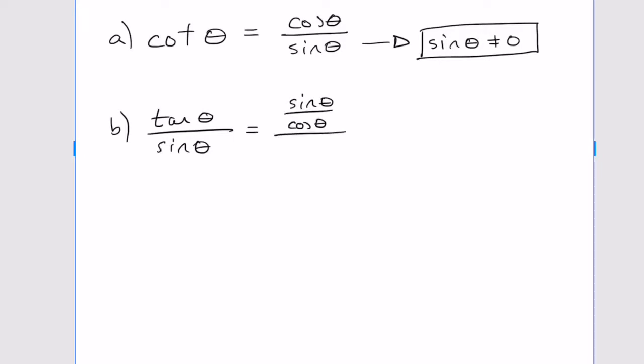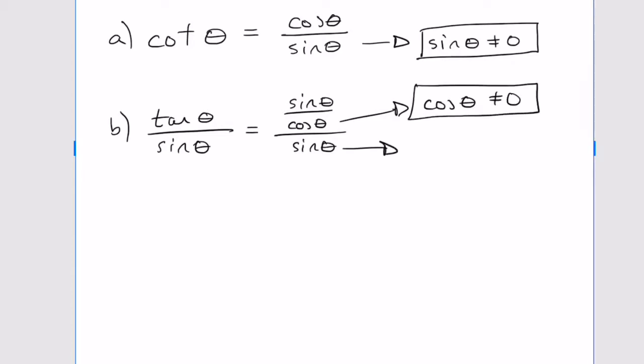So for b, tan is sine over cos, and then it's over sine. Cosine's a denominator, so it can't equal 0. And then sine in the bottom is also a denominator, so it can't equal 0.